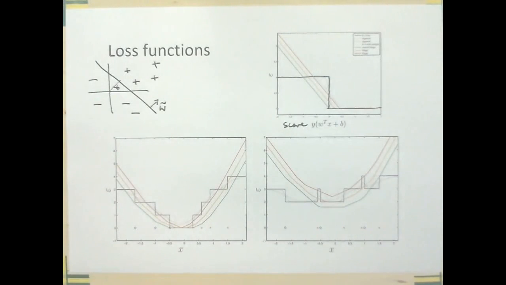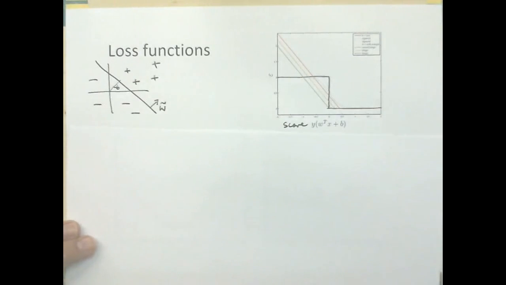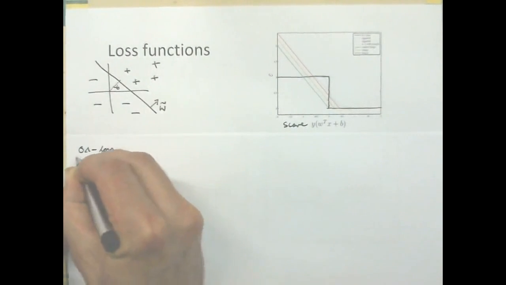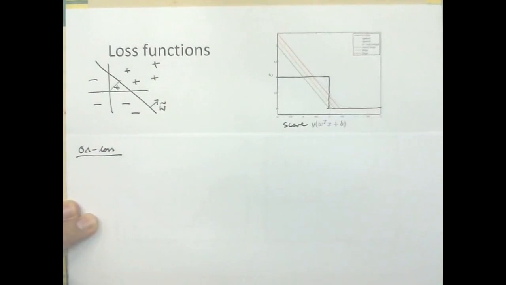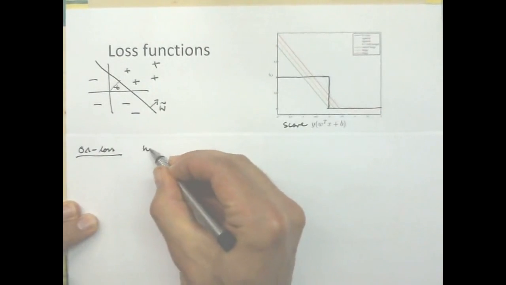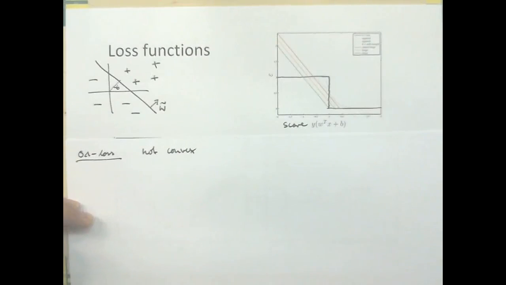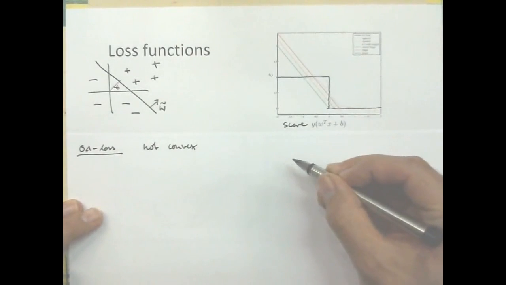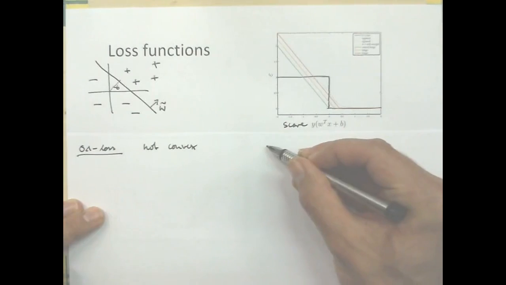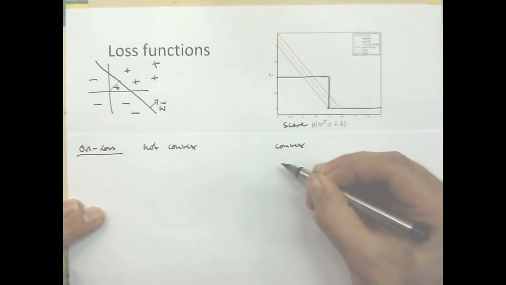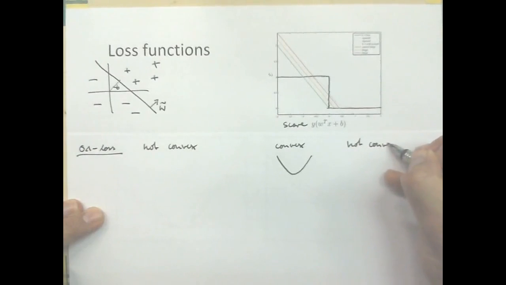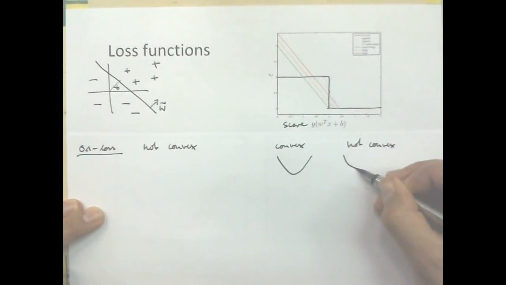So I'm collecting a couple of properties here, starting with the 0-1 loss. It is, unfortunately, not convex. So convexity is the following property. I'm plotting 2 functions here. Let's say this would be a convex function. And then I have a second function here, which is not convex.